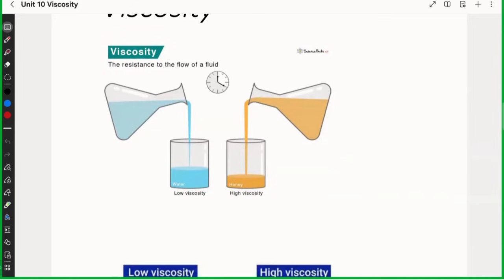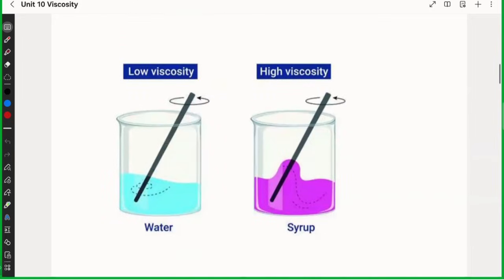Even when stirring, it's the same thing, right? This resistance to movement is what we call viscosity. If you look at this syrup, it has high viscosity. It's viscous, so it's very difficult to stir it. But if you compare that to water, it's easy to stir water, right? So that shows us that water has a lower viscosity as opposed to the syrup.